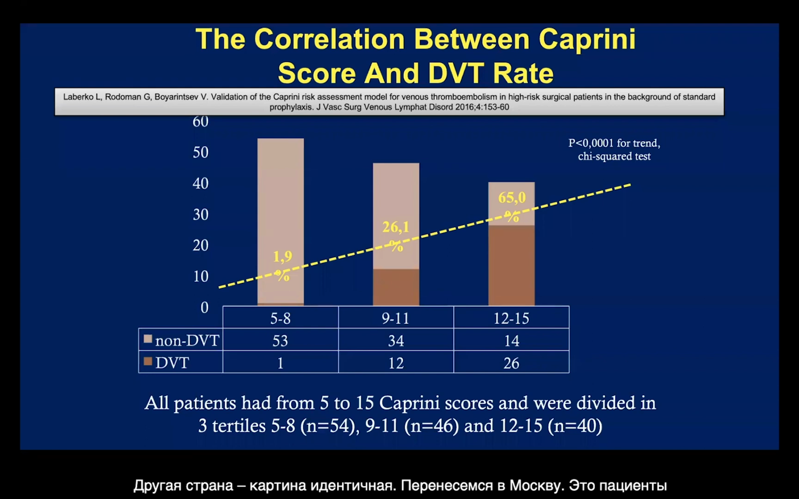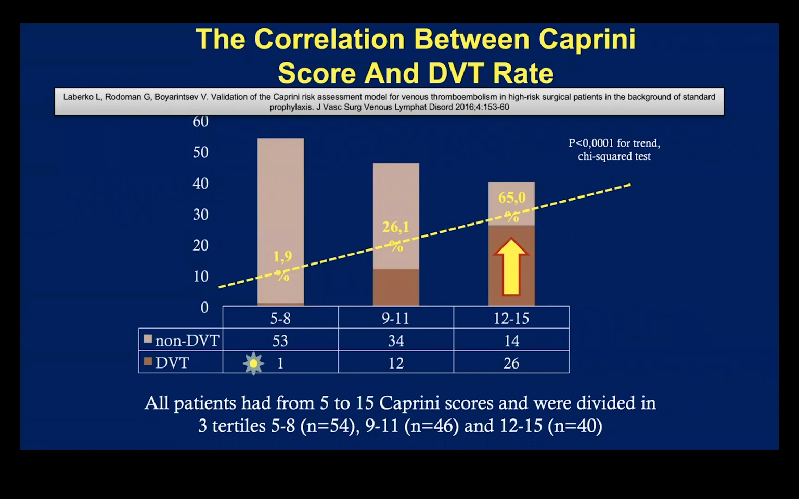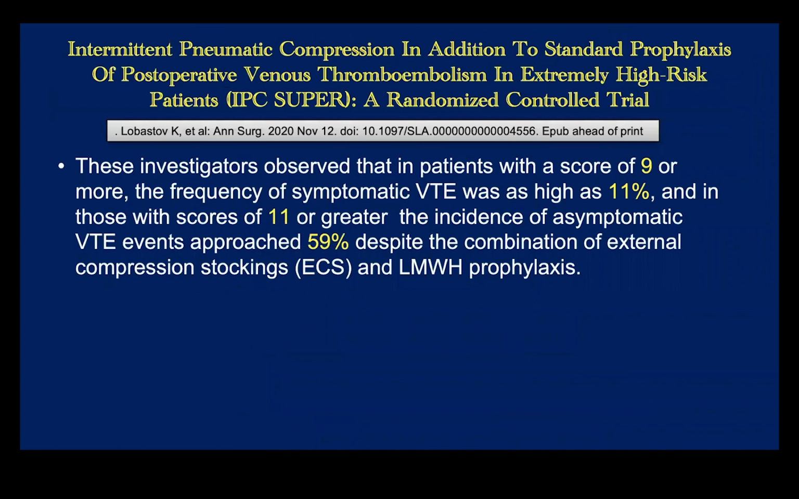Now let's go to Moscow. These are very high risk patients. They all had scanning. And if they had a low score, if they had a score of 5 to 8, there was only 1 clot. But if they had a score of 12 to 15, 65% of them had a positive duplex scan. Very important data. You see that same escalation, just different country, same escalation.